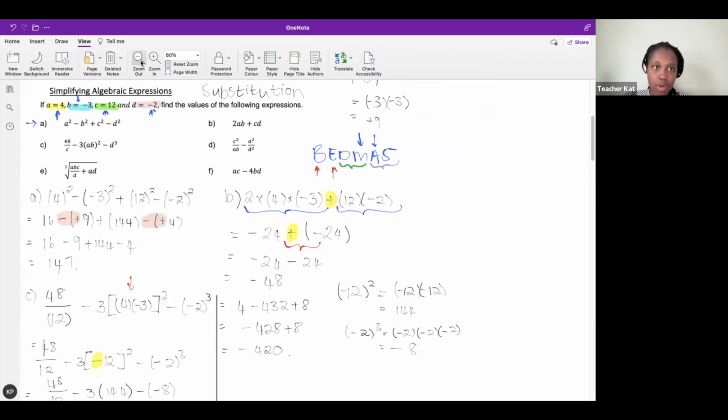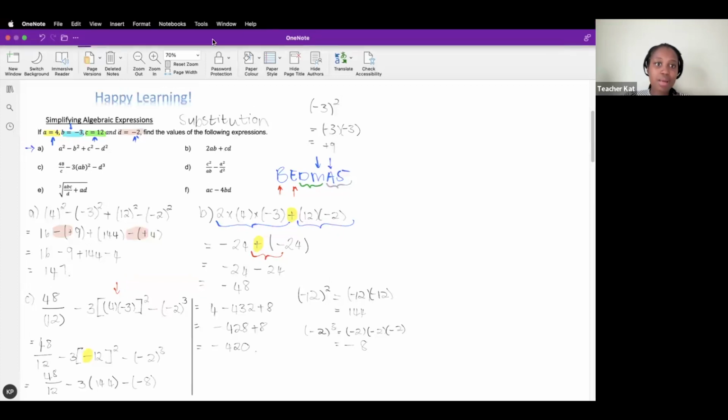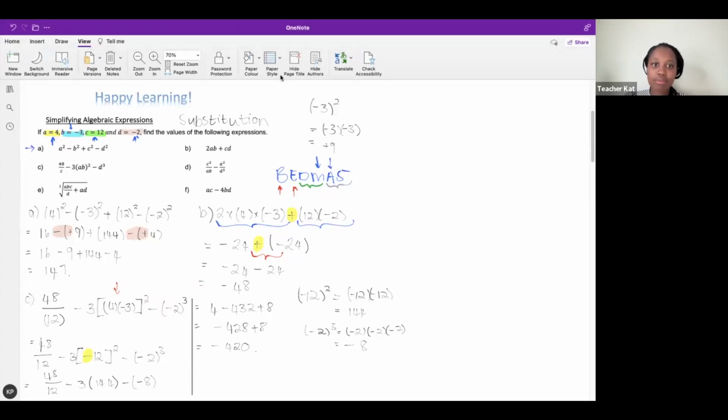Okay, I'm going to go up and then zoom out for people who are taking screenshots. Okay, I need to zoom out a little bit more. There we go. Now, can I have a thumbs up, thumbs down? We understand how substitution works. Nice, nice, nice, nice. Okay, that's great. Okay, now let's move on.